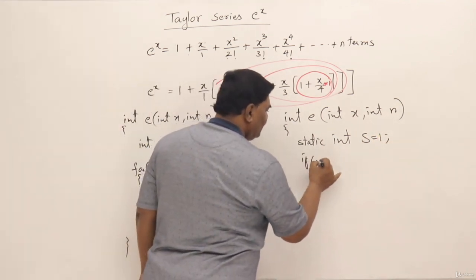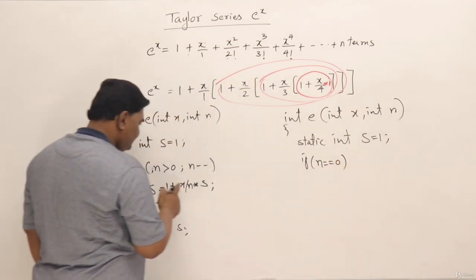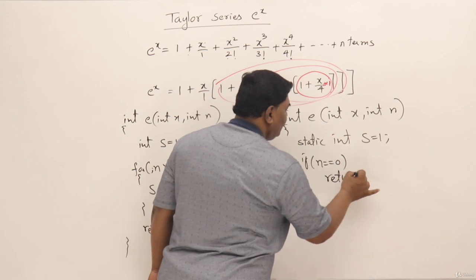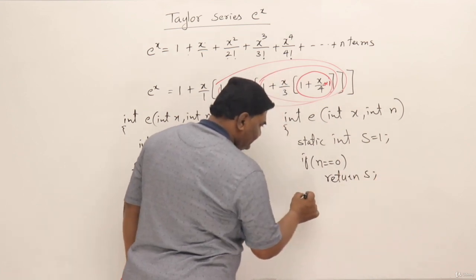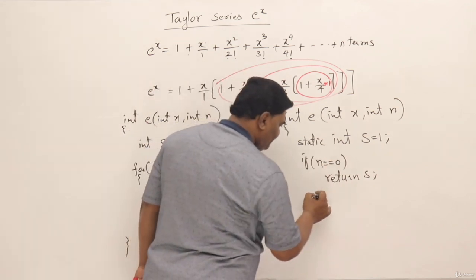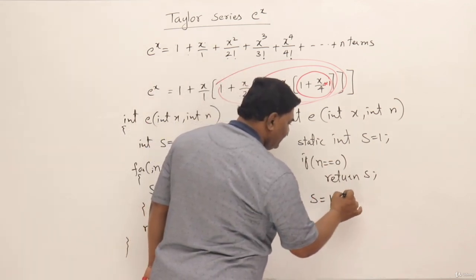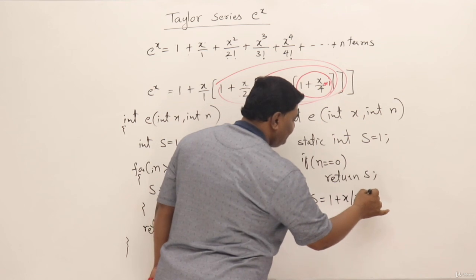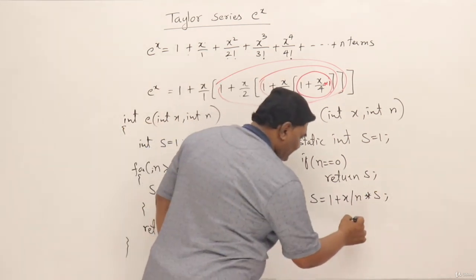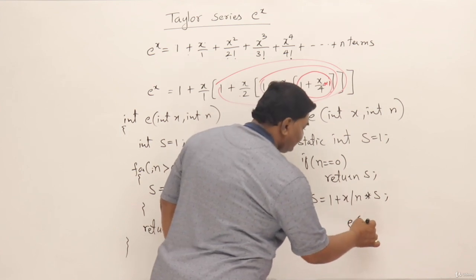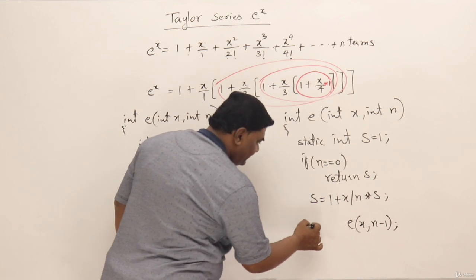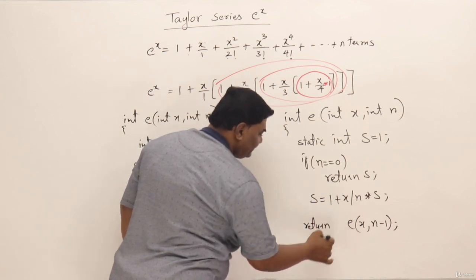Now if n is 0, that means when it has reached 0, do nothing but return s. So here also I will write down s. Else, what I have to do? Else, perform this operation. The same operation I'll perform: s assign 1 plus x by n multiplied by s. The next, as it is repeating, call itself again with x and a reduced value of n, that is n minus 1. And here I should write down a return statement.